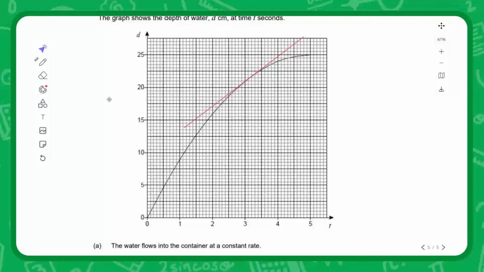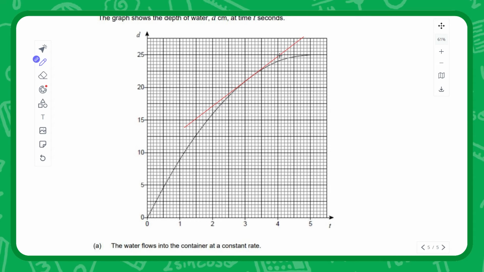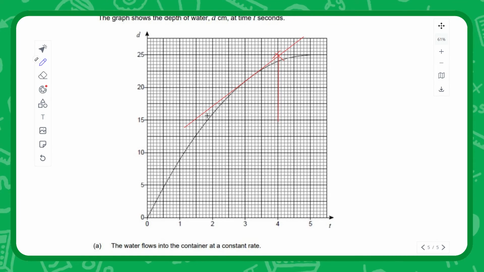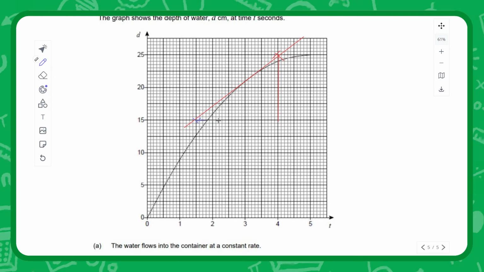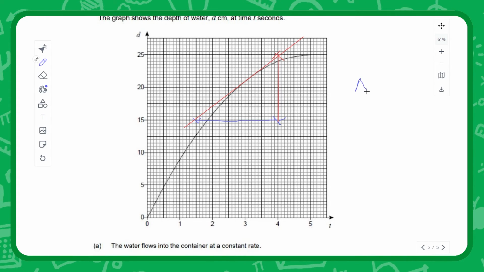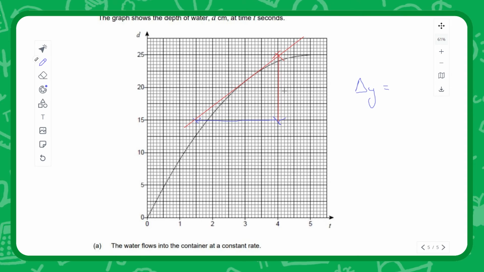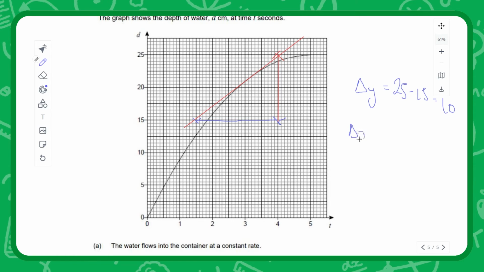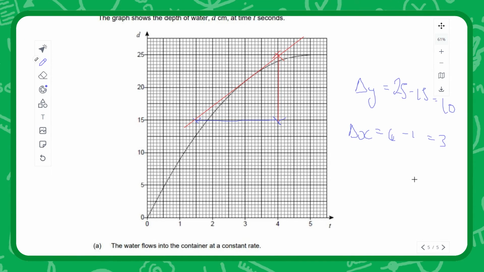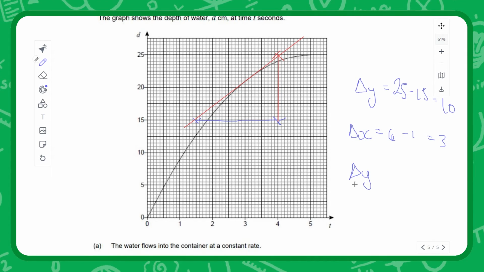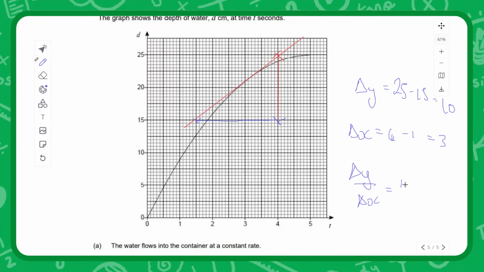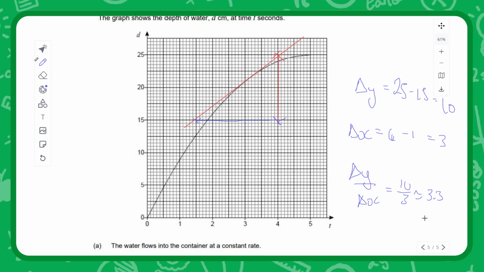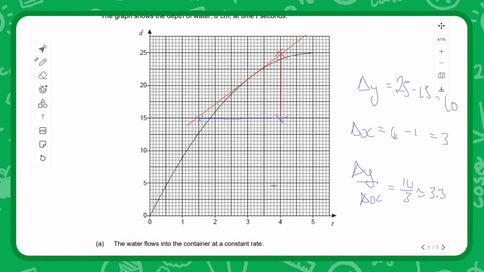So how we figure out the rate of change of something is the gradient. At that point, we just take a gradient again. So we go from this point down to this point, and then if I pick another color here, these 2 points here. So change in y is going to be equal to 25 minus 15, so that's equal to 10, and change in x is equal to 4 minus 1, which equals 3. So we can estimate that the rate of change, in this case, is going to be equal to 10 over 3, which is about equal to 3.3. And that means that the water is increasing by 3.3 centimeters every second at this point.